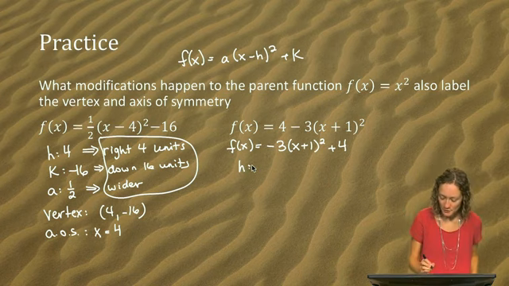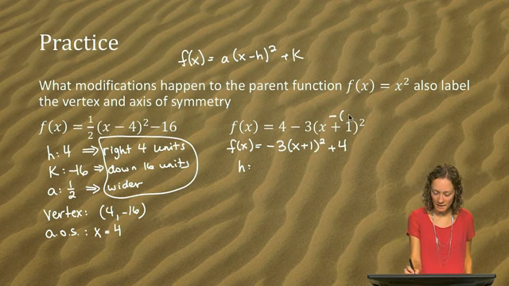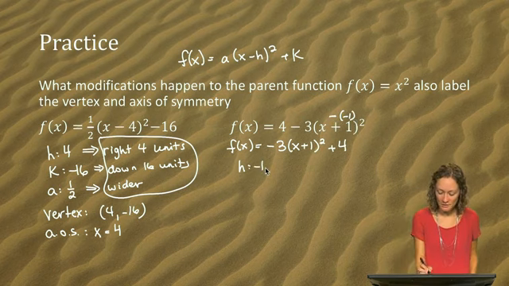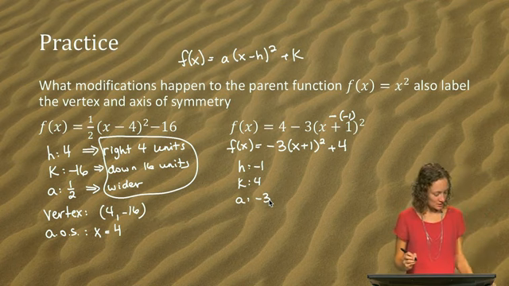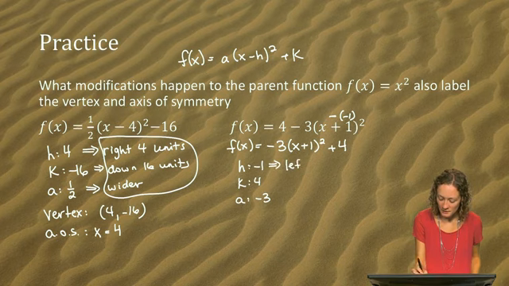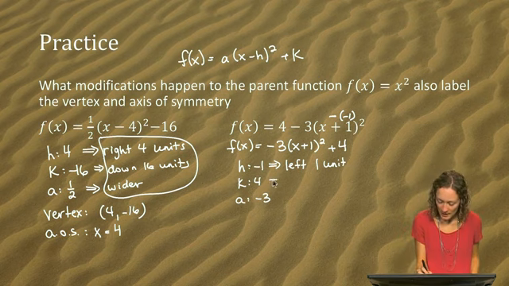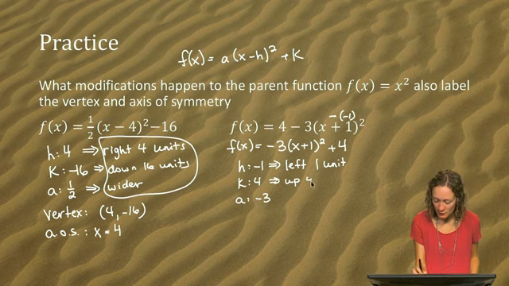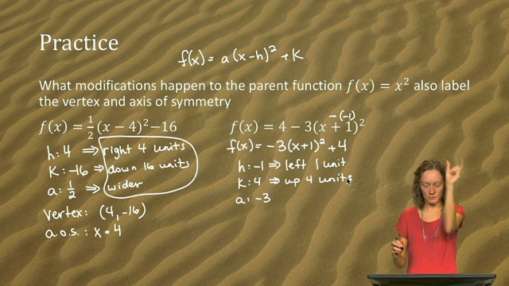Okay, so our h value. Remember, we need it to say minus h. If it says plus, that's the same as writing minus -1. So our h value is -1. Our k value is 4. And our a value is -3. So the h being a -1 causes the graph to move to the left 1 unit. Negative causes it to go to the left, just like we saw in the previous, when we took the notes. Our k value, +4, causes it to go up 4 units. So from the base, it goes left and then up 4 units.